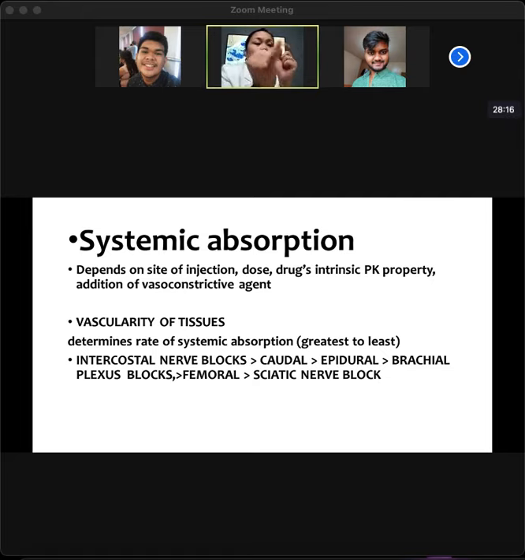And also, the absorption depends on the vascularity of your tissues. It determines the rate of systemic absorption. So, the greatest absorption to the least absorption: the greatest is intercostal nerve blocks. When you give your local anesthetic through intercostal nerve block, it will be absorbed readily, and it might cause toxicity. So you should be cautious in giving your intercostal nerve block. And then the least one is the sciatic nerve block.